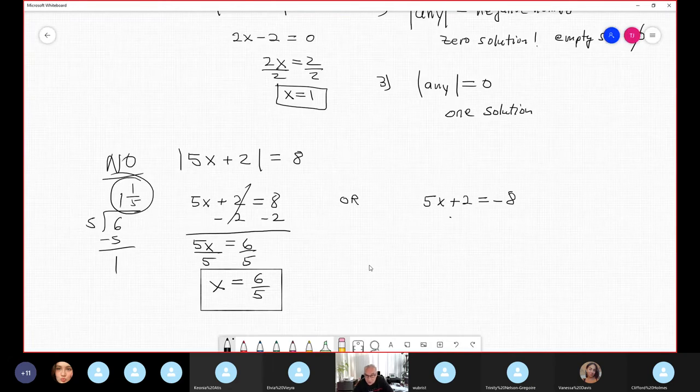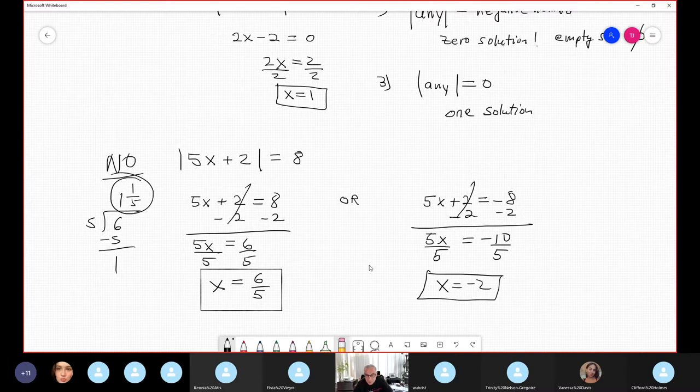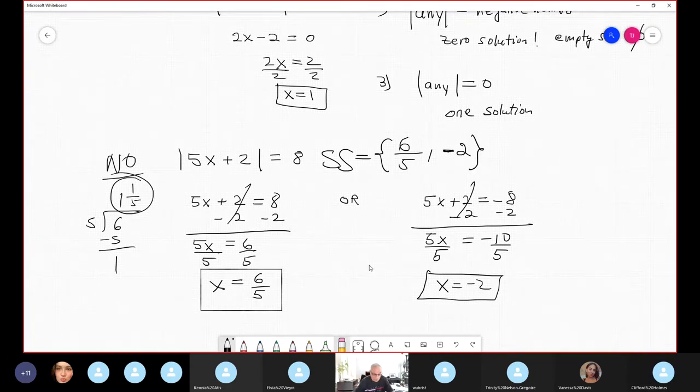Let's do the second one. Subtracting 2. Bring down 5x, cancel out that part, negative 10, divided by 5. X is equal to negative 2. That is my solution. My solution set for this equation is 6 over 5, comma, negative 2. Totally no problem, my pleasure, anytime.